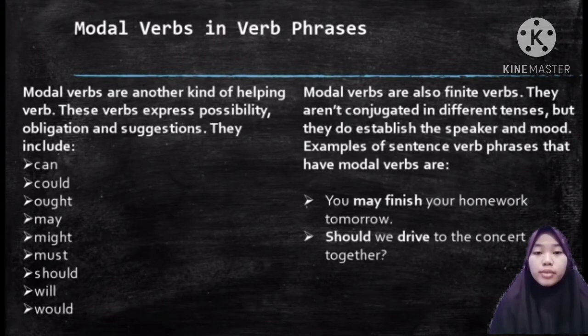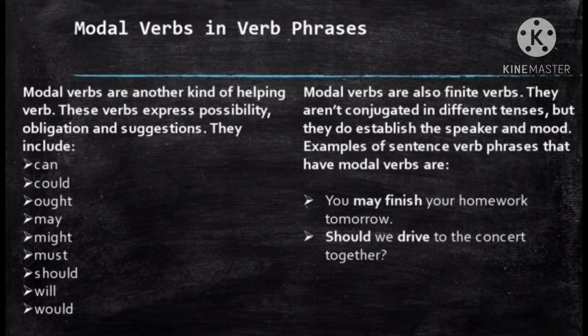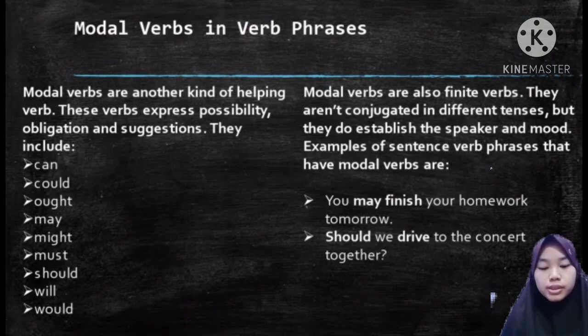Modal verbs in verb phrases. Modal verbs are another kind of helping verb. These verbs express possibility, obligation, and suggestion. They include can, could, ought, may, might, must, should, will, would. Modal verbs are also infinitive verbs. They are not conjugated in different tenses, but they do establish the speaker's mood. Examples of sentence verb phrases that have a modal verb are: you might finish your homework tomorrow. Should we drive to the concert together?